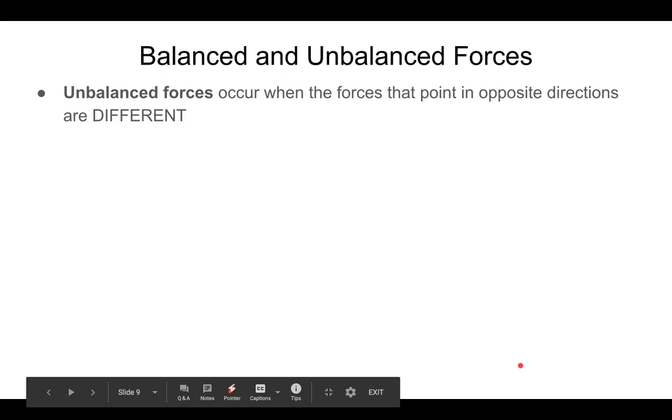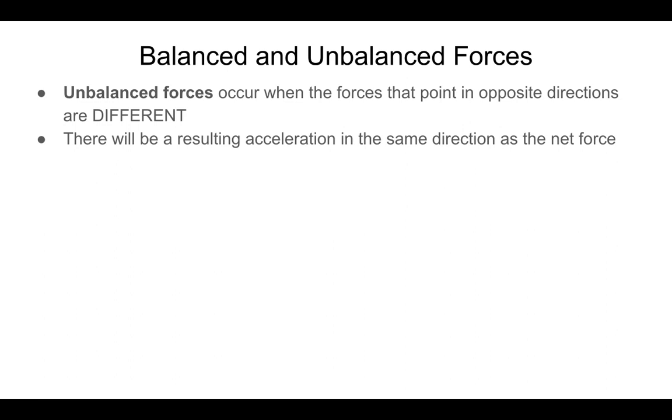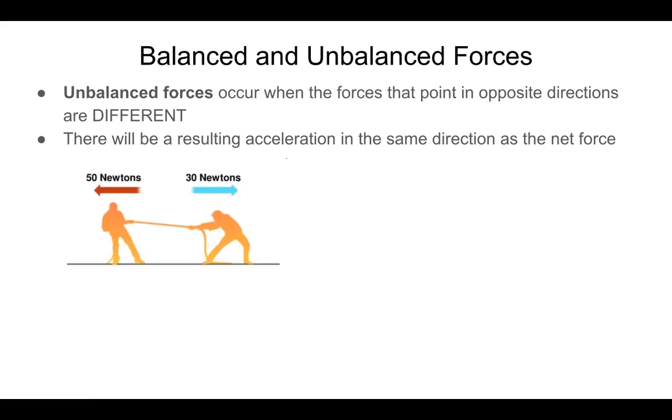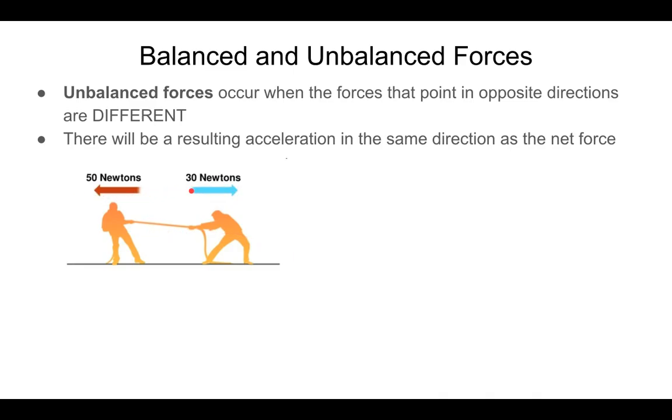Unbalanced forces occur when the forces that point in opposite directions are different. When they're different, there will be a resulting acceleration in the same direction as the net or overall force. Some examples here, we already talked about tug of war, but again, if I have 50 newtons to the left and then 30 newtons to the right, where would our net force be pointed? It would be pointed to the left, right? This force is bigger than this force.